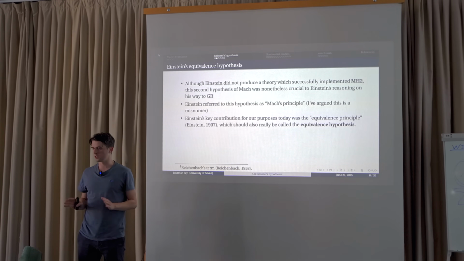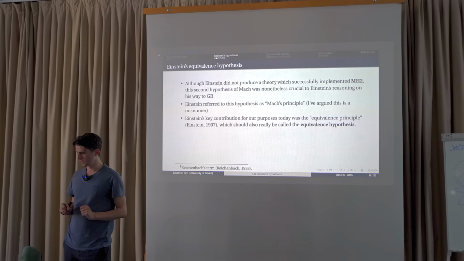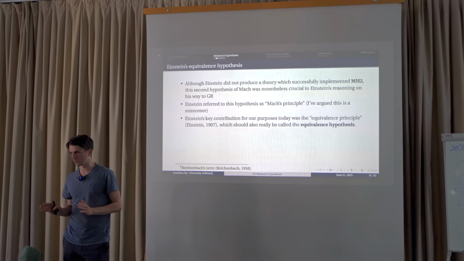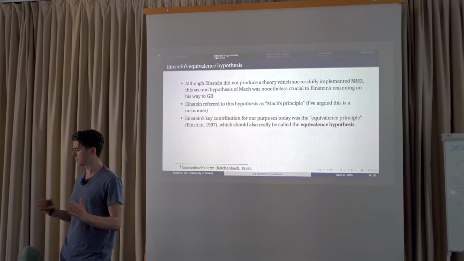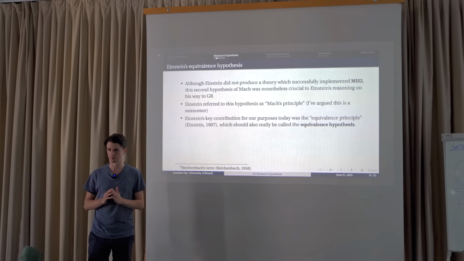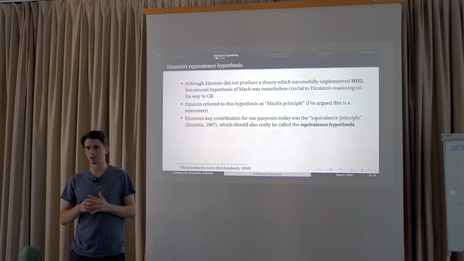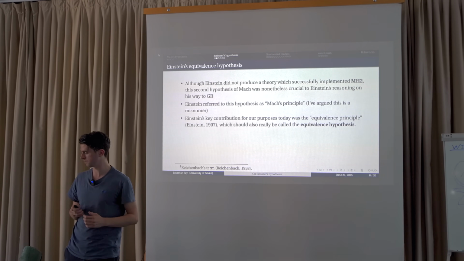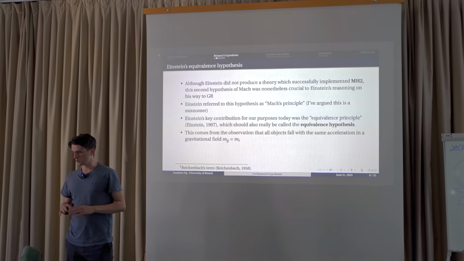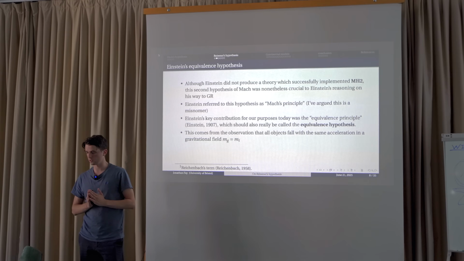But Einstein's key contribution to this whole story, for our purposes, was the equivalence principle, of course, from 1907, which I think should also be called the equivalence hypothesis, right? There's no a priori reason why there should be equivalence between inertial and gravitational mass. So it's a hypothesis, it's a result that we observe and that we hypothetically extend its generality beyond what we've observed so far, right? So this equivalence hypothesis comes from the observation that all objects fall with the same acceleration in a gravitational field.